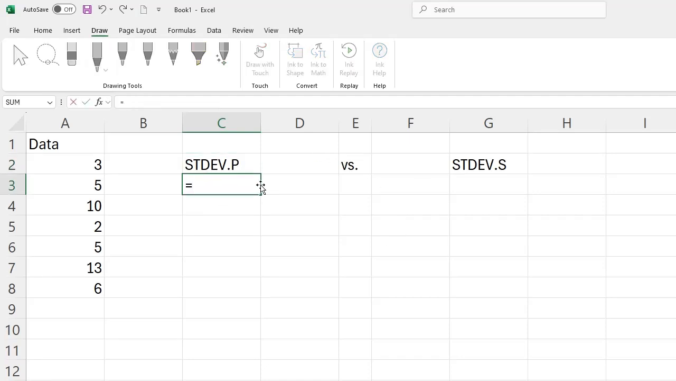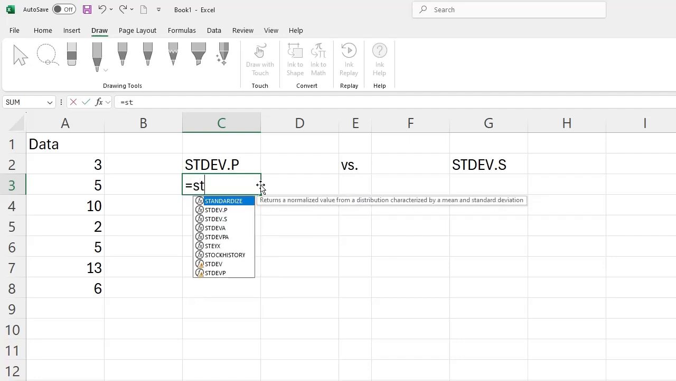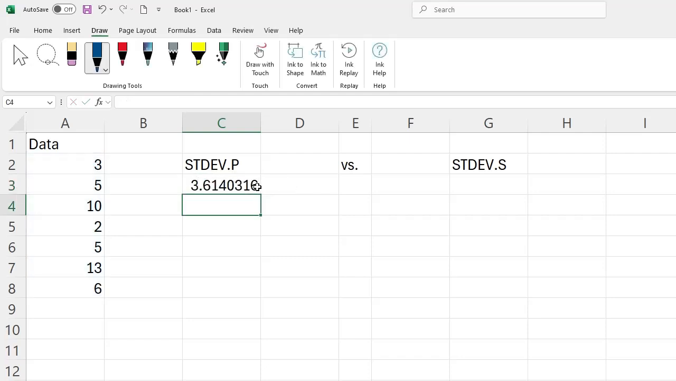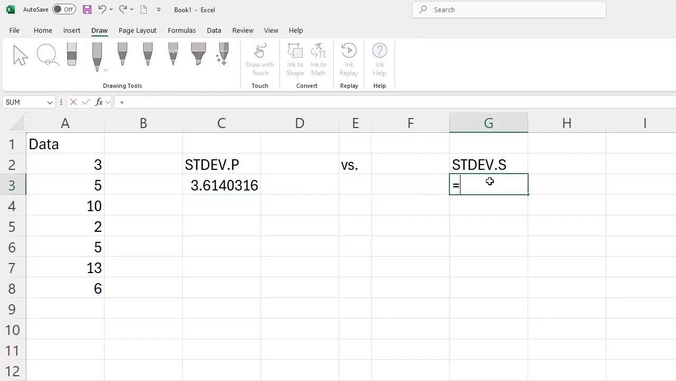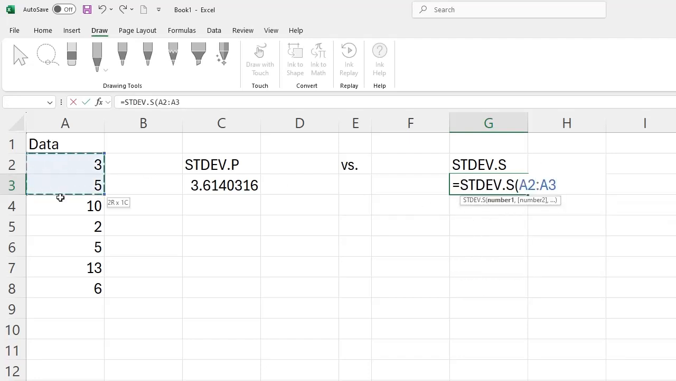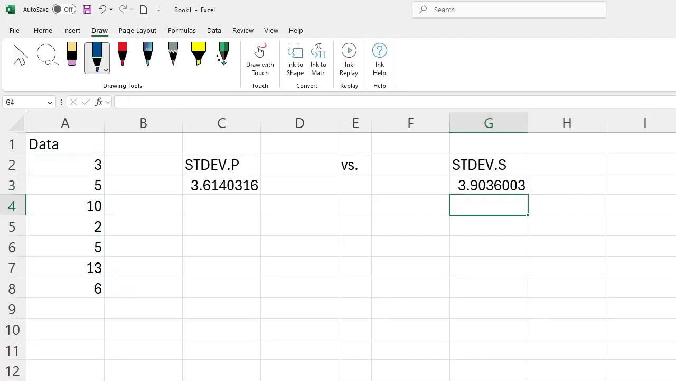So let's type in equals ST, and then as you see, as I start to type the formula and I have the equal sign out front, I see all the formulas here. So I can actually just click on it, double click, and then left click and hold and release, and that highlights all my data. Close the parenthesis and press enter, and this is the number I get. Versus when I use ST and then I choose .S, double click on that formula, hold, release, close the parentheses, and press enter, and I get this number.